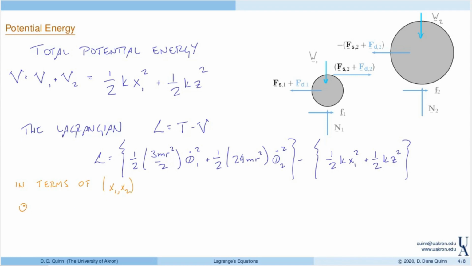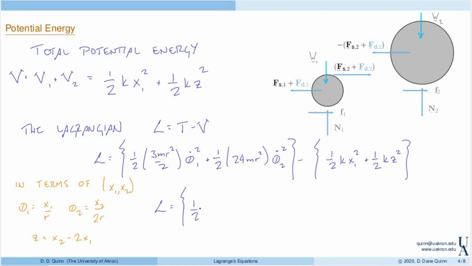Right, so here, theta 1 was equal to x1 over r. Theta 2 is x2 divided by 2r. And then finally z we found to be x2 minus 2x1. So, using these constraint equations in the Lagrangian, we find that L reduces to the following. And again, it's T minus V.